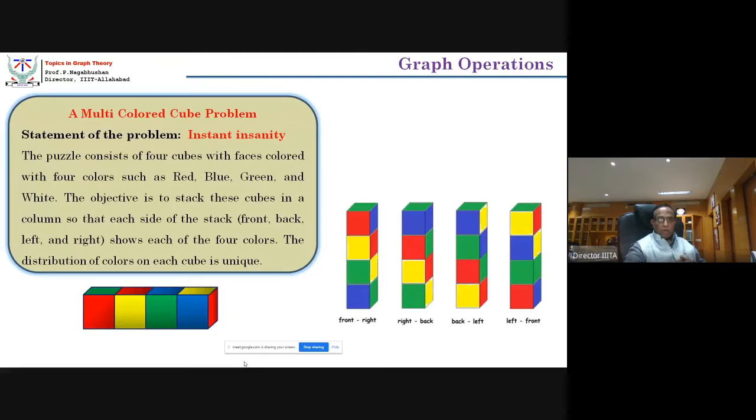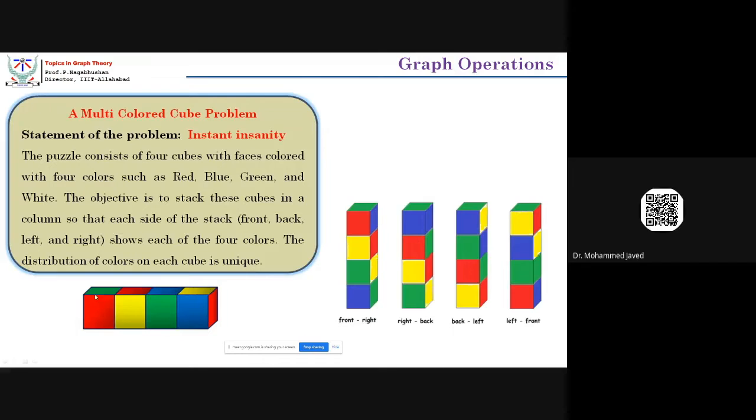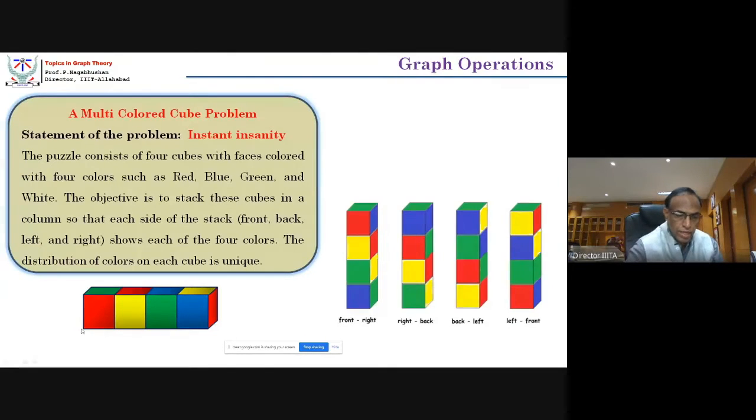Problem. I will quickly go through this multicolored cube problem so that we can have the connectivity to the next topic. The multicolored cube problem is that there are 4 cubes. Each cube has 6 faces and 3 pairs of opposite faces. Because if I am seeing one face, you would be seeing the other face, which is the associated face, and there are 3 opposite pairs of faces, and each face is colored differently.